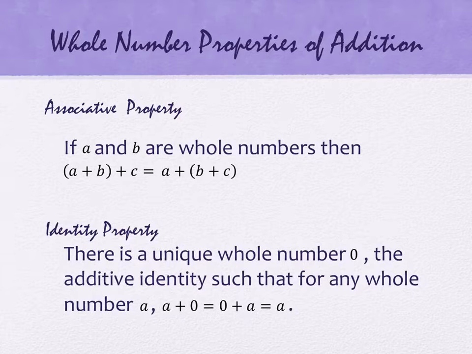These are grouped together. And then the last one is the identity property, and it says there is a unique whole number, 0. It's the additive identity because for any whole number A, A plus 0 equals 0 plus A equals A. It's the only value for which that works. A plus 0 equals 0 plus A equals A.